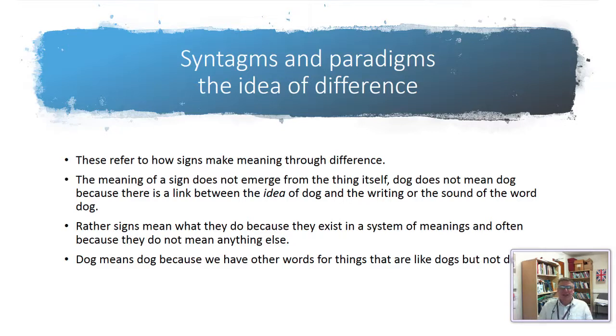So, syntagms and paradigms, and the idea of difference. These refer to how signs make meaning through difference. The meaning of a sign doesn't emerge from the thing itself. As explored earlier, dog doesn't mean dog because there's a link between the idea of dog and the writing of it. Sorry, I got confused here. Let me go back. So I want to turn now to syntagms and paradigms and the idea of difference. These refer to how signs make meaning through difference. The meaning of a sign does not emerge from the thing itself.